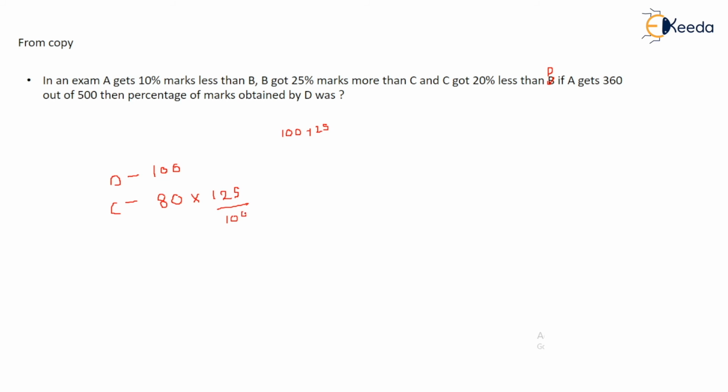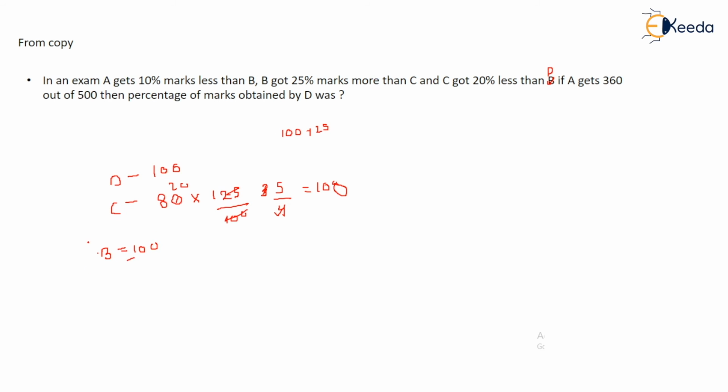So when you do this, it comes out to be 5 by 4. After that you do this, and it comes out to be 20 into 5, that is 100. So C got 80 marks, so B got how much? 100 marks, and we calculated it by solving this 125% of 80, 25% more.